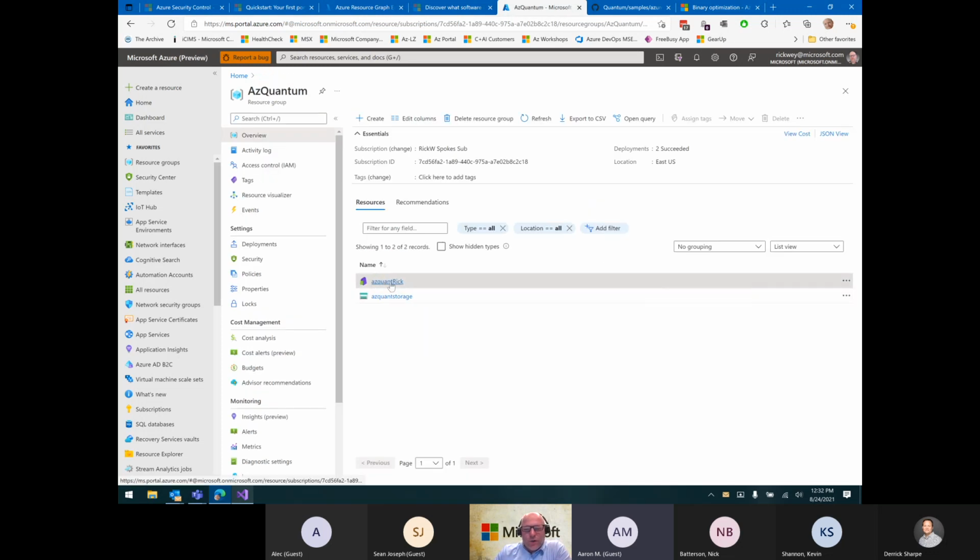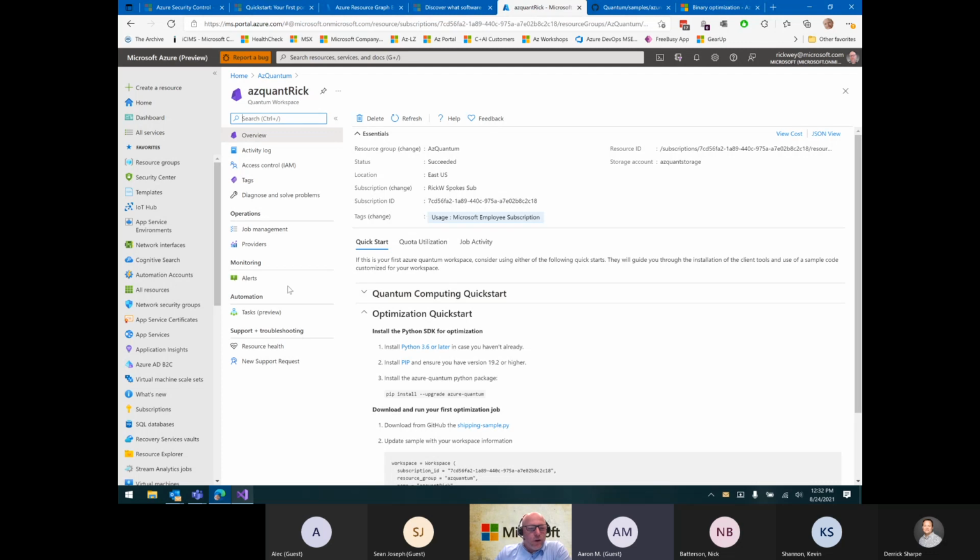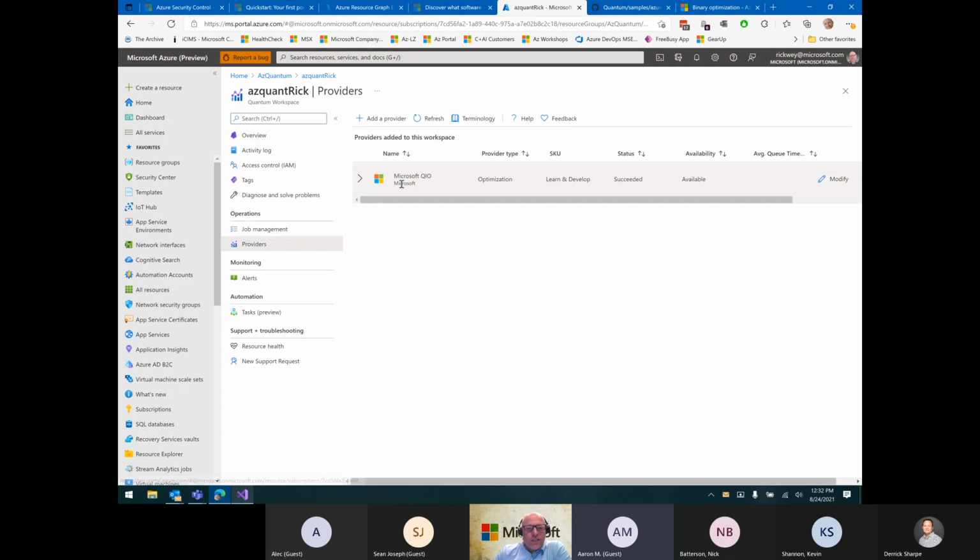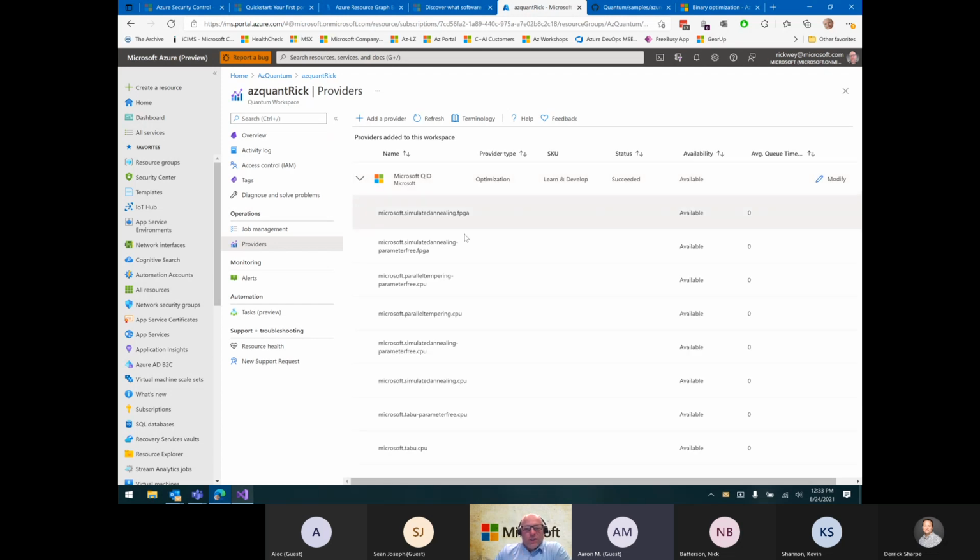But if you do a quantum workspace, and it's specifically for, you can see providers. So this is the default Azure Quantum Optimization. It's learn and develop. I can't remember if there's a cost, but if there is a cost, it's ridiculously cheap. But as you can see, there's other providers that you can add.